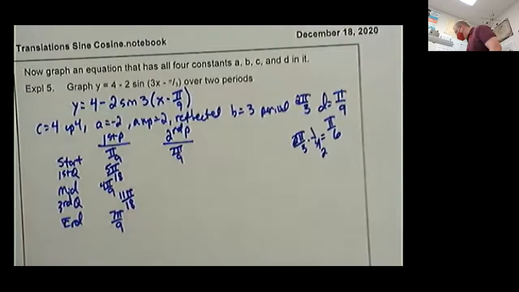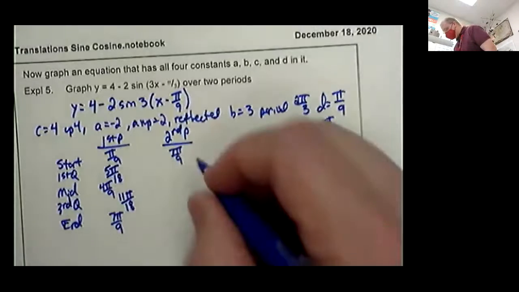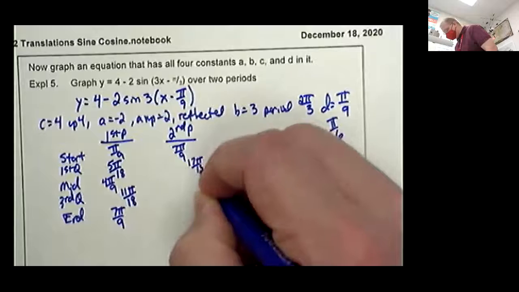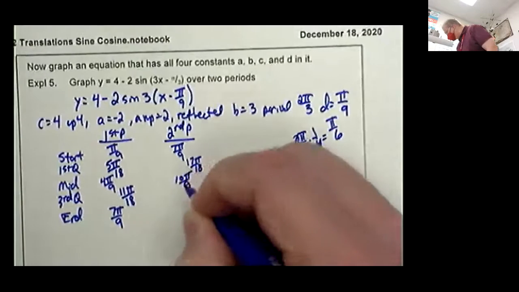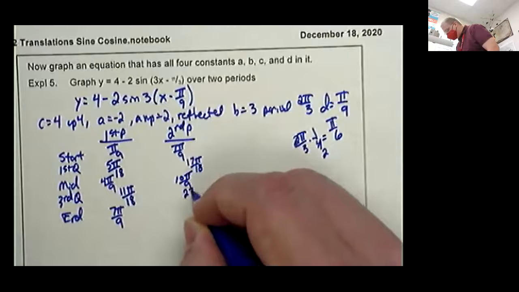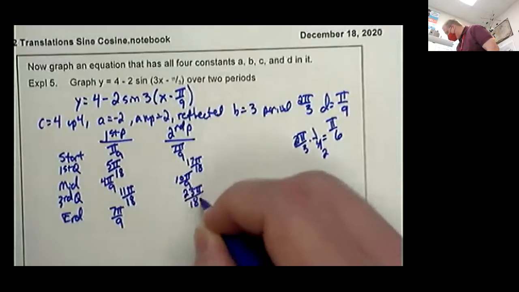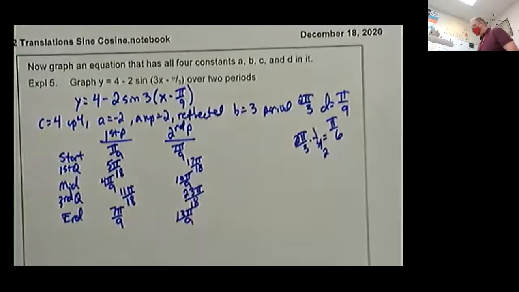Again, for our second period, we're just going to take our first value and add pi. You could keep adding pi sixths if you wanted to go either way. You should end up with 17 pi 18ths, then 10 pi 9ths, and then 23 pi 18ths, and we'll end up at 13 pi 9ths.